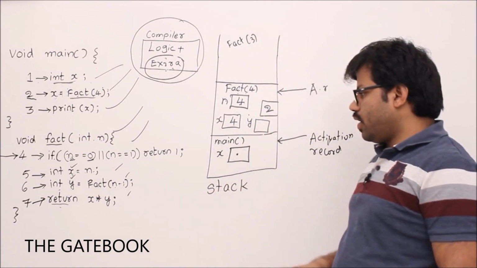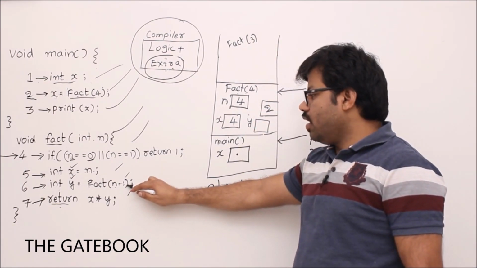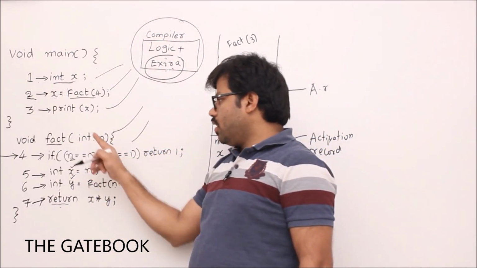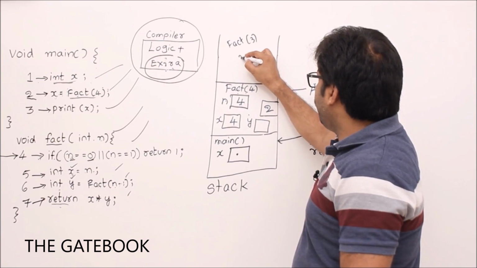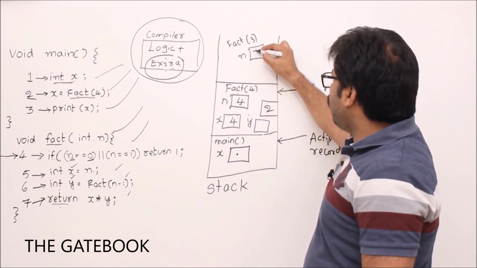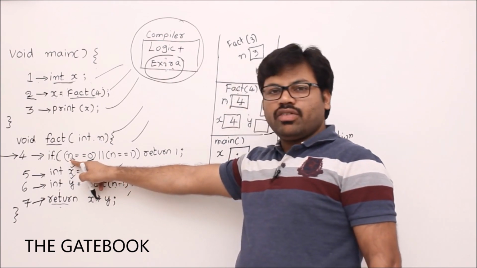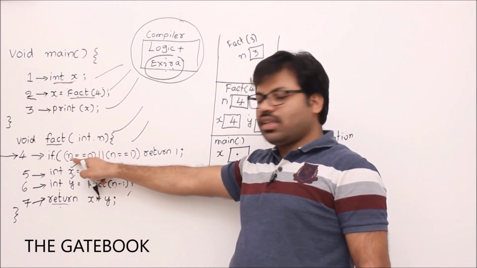Now the same story. Because of this factorial of 3, where does control go? To the starting line of the factorial method. There is a local variable n. Then n will be created and its value updated to 3. Then this line will be executed. What is n now? Sir, will it refer to 4 or 3?